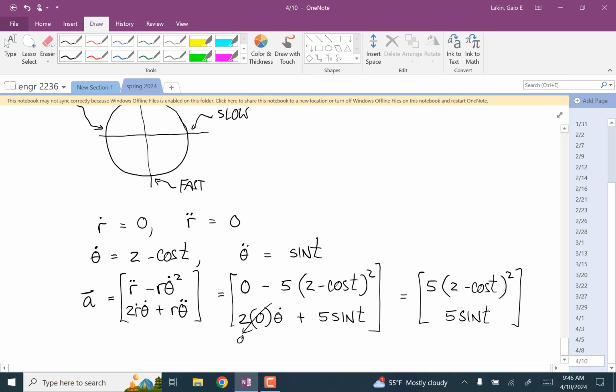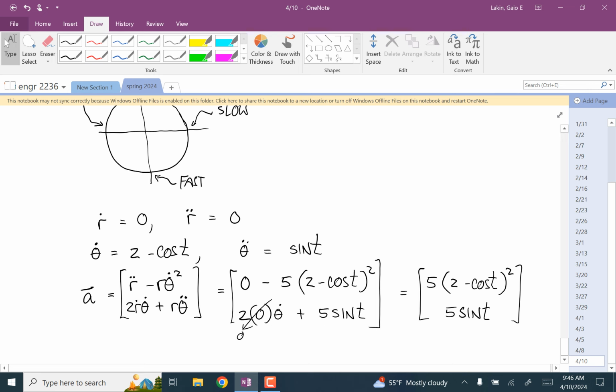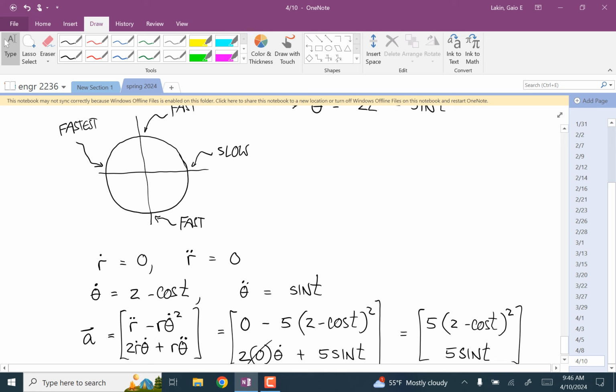And this particular motion, I sort of pulled this motion out of thin air, but this particular motion would be a real pain to calculate this stuff for in rectangular coordinates. But it's pretty simple in polar.